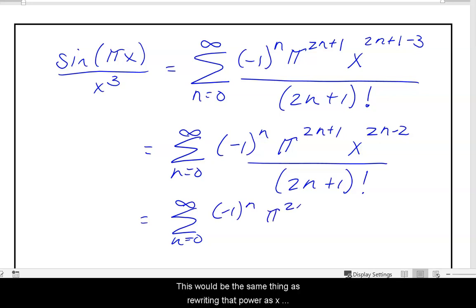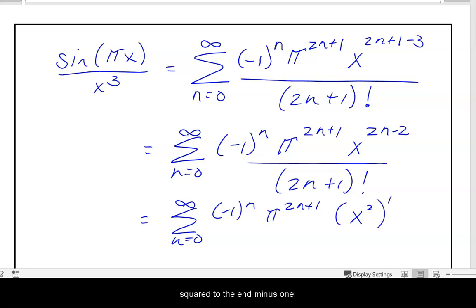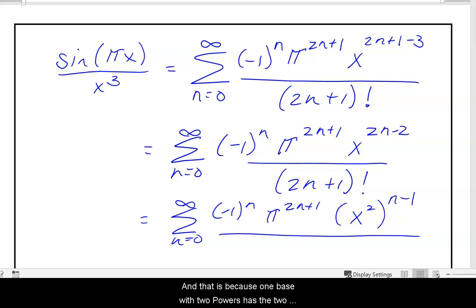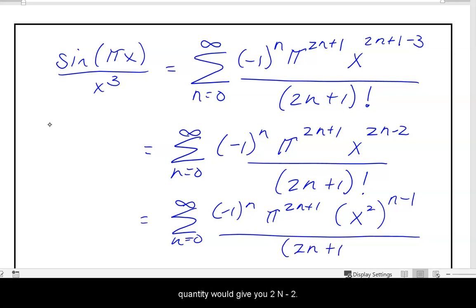This would be the same thing as rewriting that power as x squared to the n minus 1. And that is because one base with two powers has the two powers multiplied together, and 2 times the quantity n minus 1 would give you 2n minus 2. That's all you need to do in order to use known series to rewrite and find formulas for unknown power series. Let's now take a look at a different example.